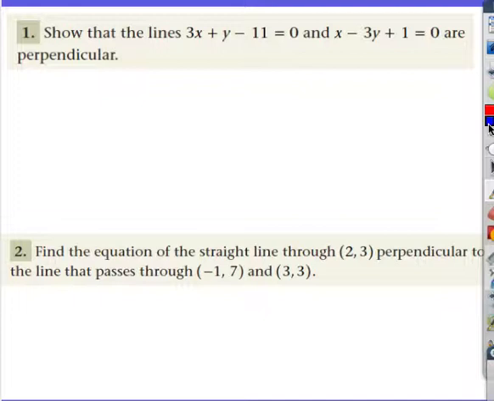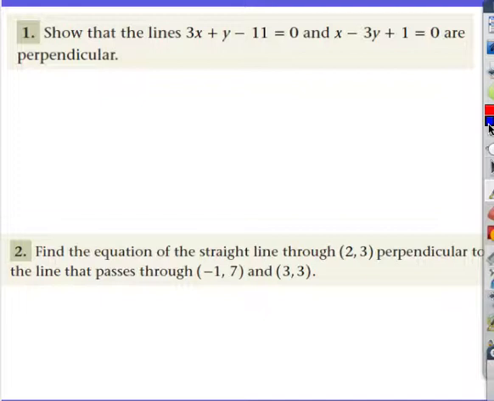So we're going to use the property of perpendicular lines that you just wrote down on your formula sheet. With perpendicular lines, m1 times m2 equals negative 1. So that means the product of the two gradients equals negative 1. So we have to find the gradient of this line and find the gradient of this line and then show that when you multiply those two gradients together, the answer is negative 1.